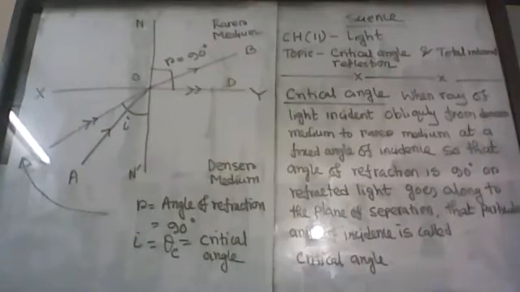Exactly. So the critical angle is possible only for the movement of light from a denser medium to a rarer medium.